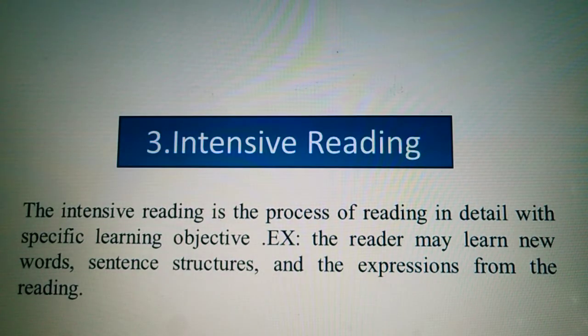Okay, number three, we're talking about intensive reading. Intensive reading is the process of reading in detail with specific learning objectives. The readers may learn new words, sentence structures, grammar, and some expressions from the reading.